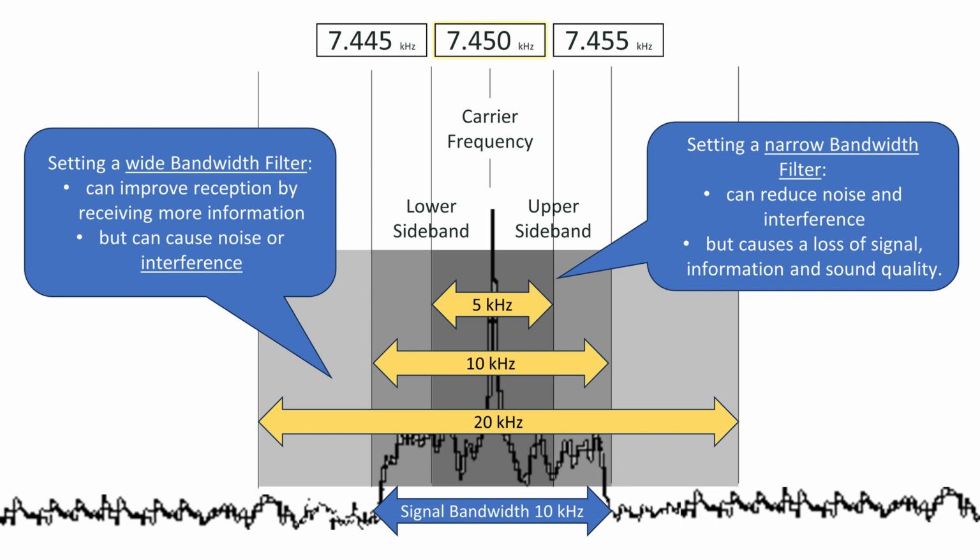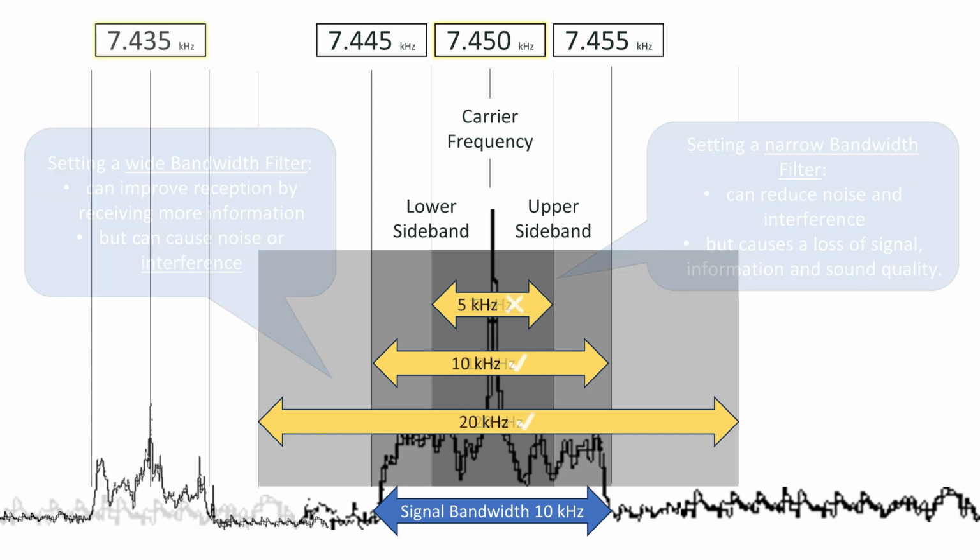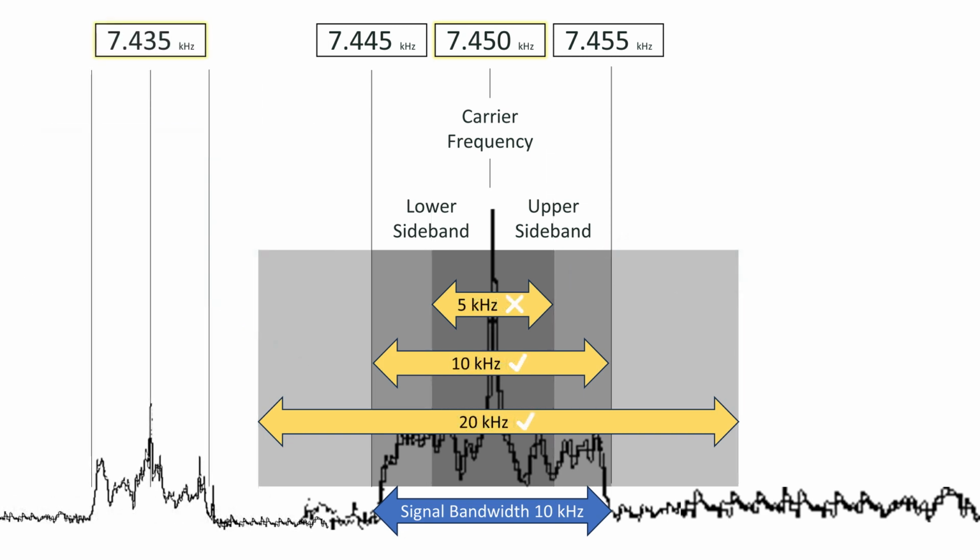Setting a wide bandwidth filter can improve reception by receiving more information, but can cause noise or interference. Setting a narrow bandwidth filter can reduce noise and interference, but causes a loss of signal, information and sound quality. In this example, with a 10 kHz bandwidth, a narrow filter will cut down too much of the frequencies, and will cause a bad sound quality.